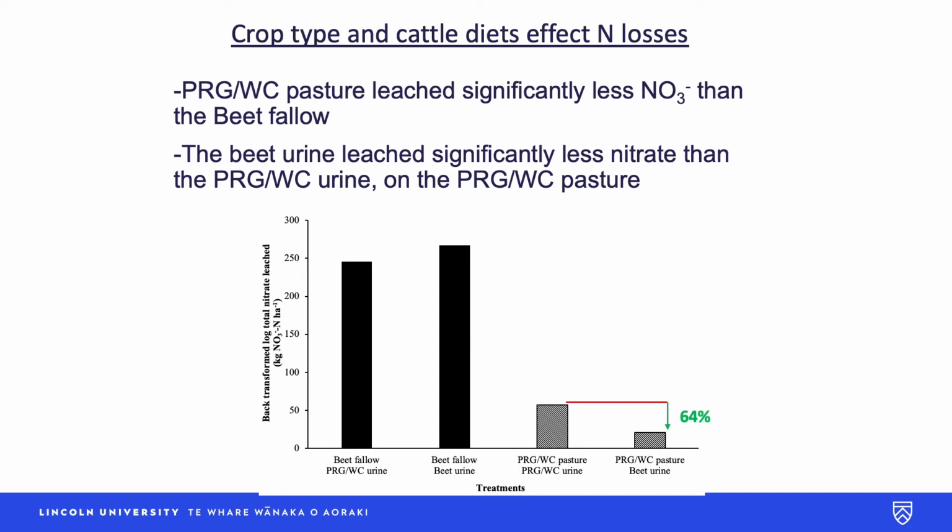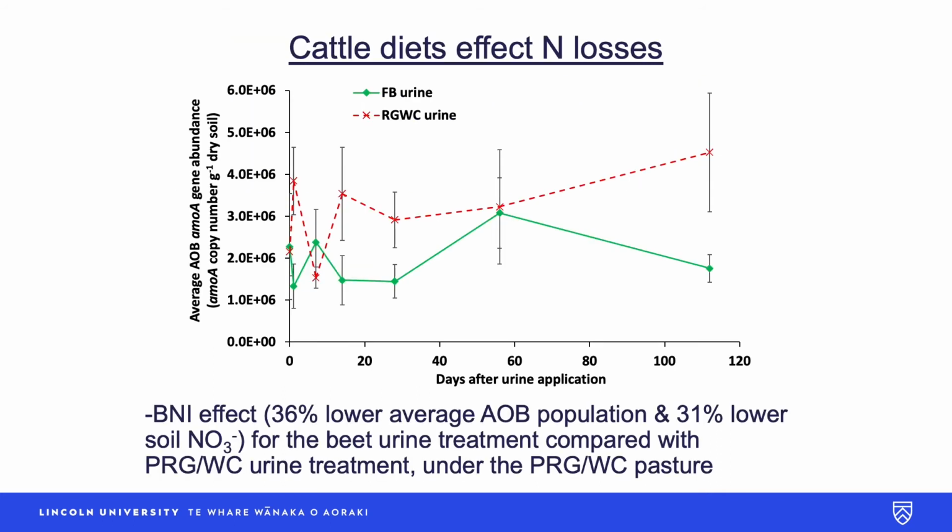So we were really interested and we thought, why is this happening? This is statistically significant. 64% is a big reduction. So we looked at the soil data for why that fodder beet urine, even at the same nitrogen rate, is leaching less than the ryegrass white clover urine.